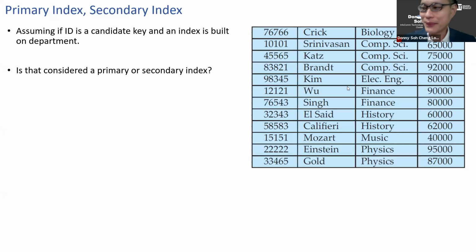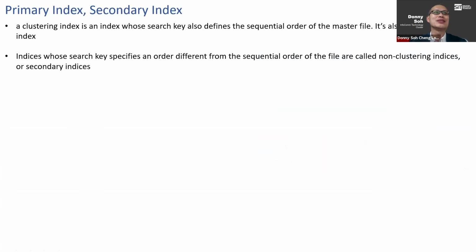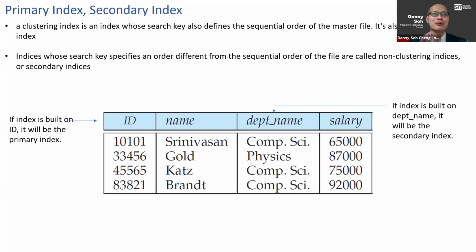Hello, welcome back. So before the break, we talked about something quite confusing, which is primary index and secondary index. Remember, primary index has nothing to do with primary key. It only has something to do with the arrangement of the records in your data.